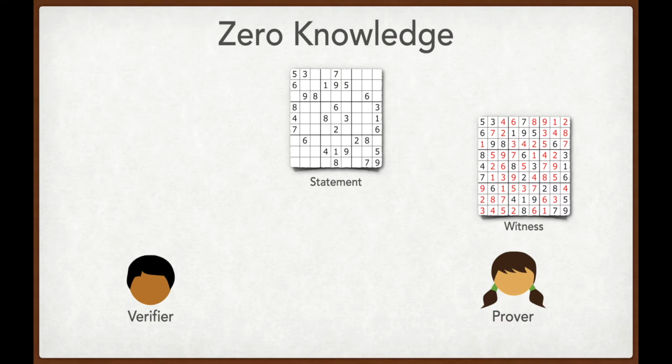Zero knowledge then allows the prover and verifier to communicate by some sort of cryptographic protocol. At the end of the protocol, the verifier becomes convinced that the statement must be true. The crucial point is that beyond learning the statement is true, the verifier learns nothing at all.